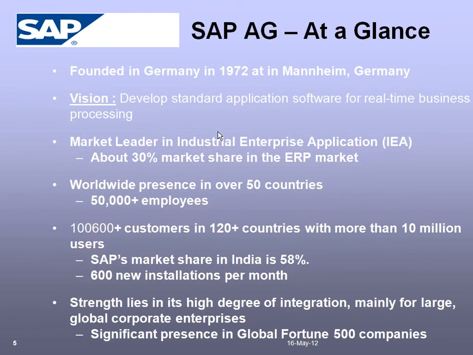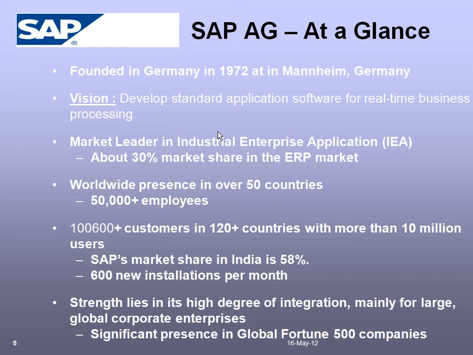As you know, SAP is a product of the company SAP AG. AG stands for Limited in the German language. It was founded by five German engineers who used to work at IBM in the 1970s, in 1971. They established this company in 1971 in a place called Mannheim, and their initial vision was to develop a standard application software for real-time business processing.